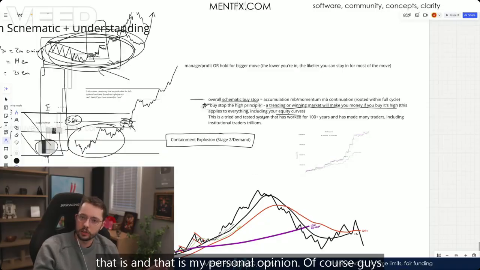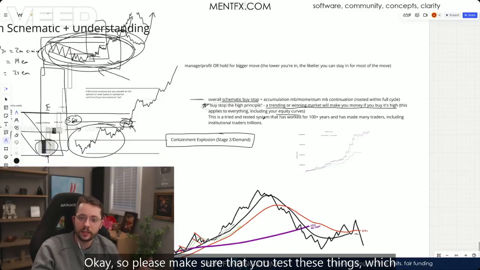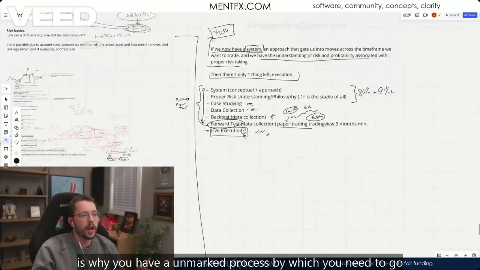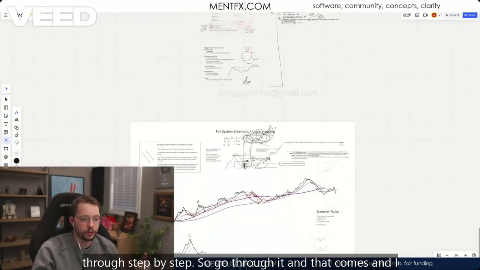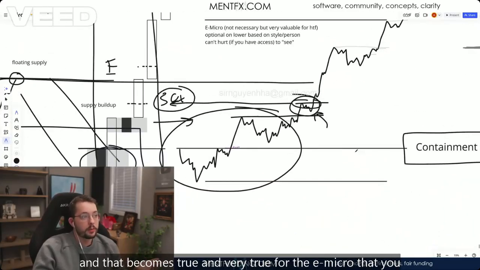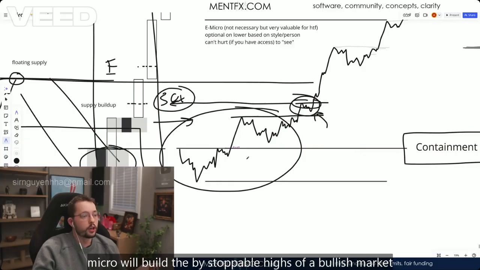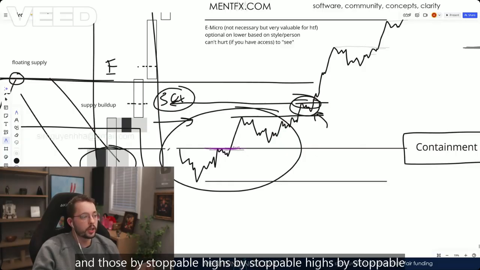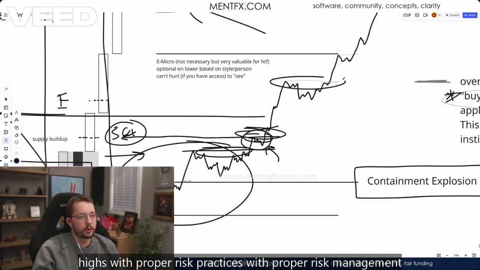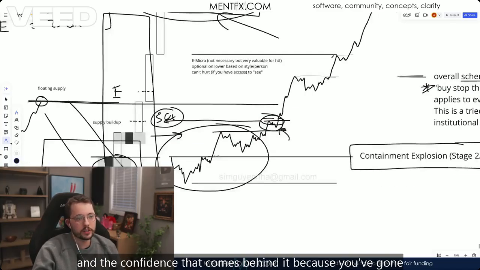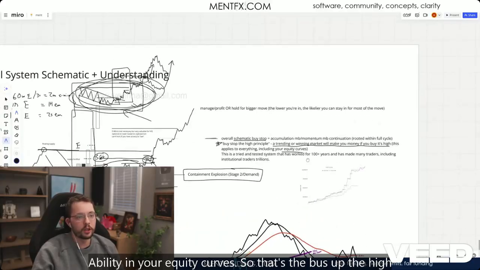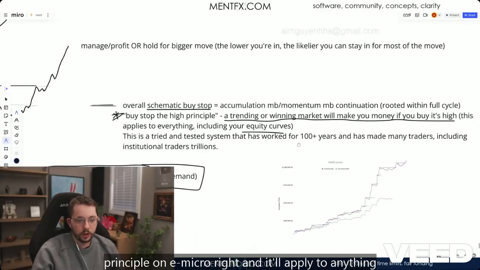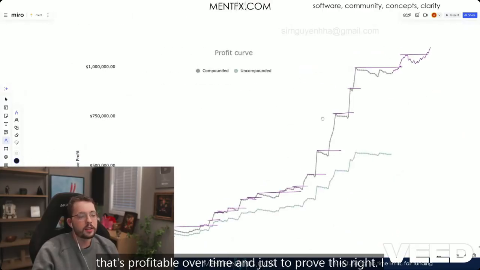That is my personal opinion, of course, guys. Please make sure that you test these things, which is why you have a process by which you need to go through step by step. And that becomes very true for the E-micro. The E-micro will build the buy stoppable highs of a bullish market, and those buy stoppable highs, with proper risk practices, proper risk management, and the confidence that comes behind it because you've gone through the process, will lead to overall profitability in your equity curves. So that's the buy stop the high principle on an E-micro, and it'll apply to anything that's profitable over time.